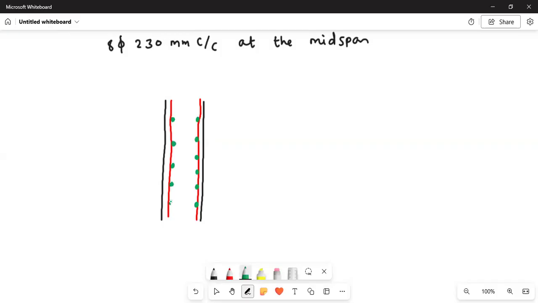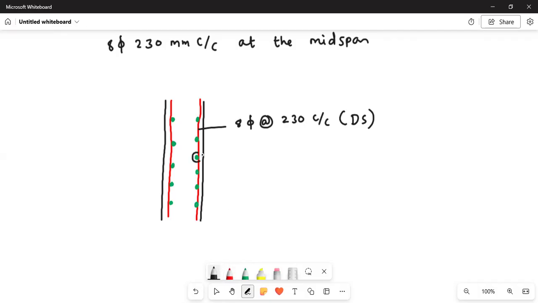So this is the side wall I'm drawing, it's not the hopper bottom. In the side wall, you have seen the distribution bars are 8 mm bar at the rate of 230 center to center. So this is your distribution bar.